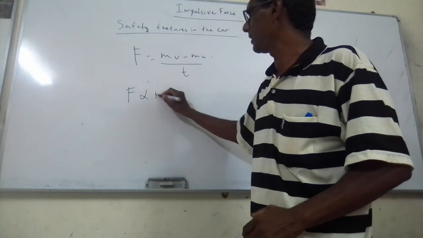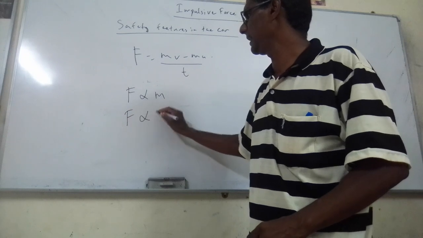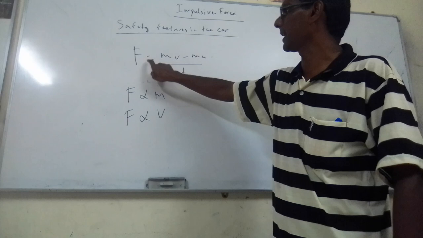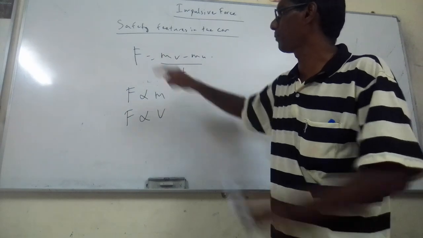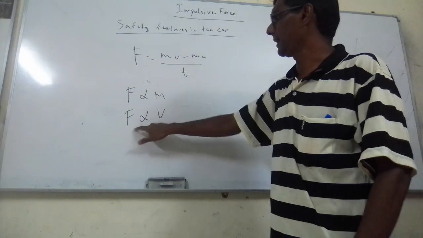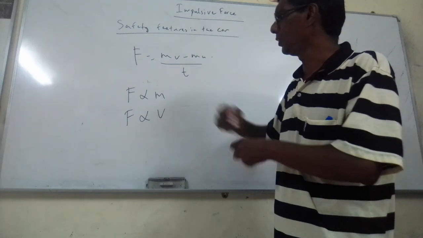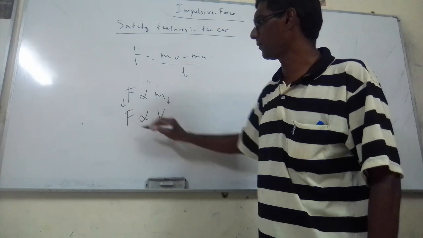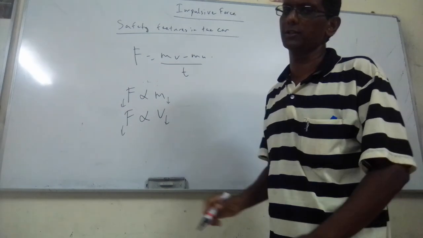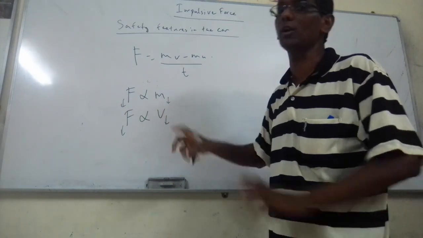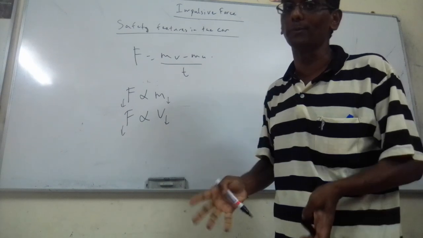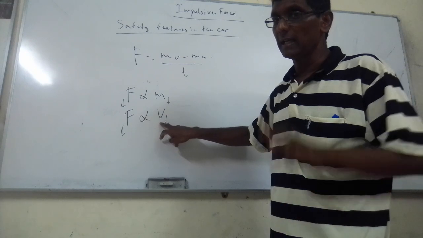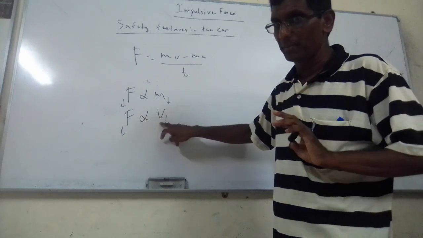Impulsive force is directly proportional to the mass and directly proportional to the velocity. So, reduce mass, reduce impulsive force. Reduce velocity, reduce impulsive force. But both of these are not under our control. Reduce mass, reduce velocity, it's not our control.